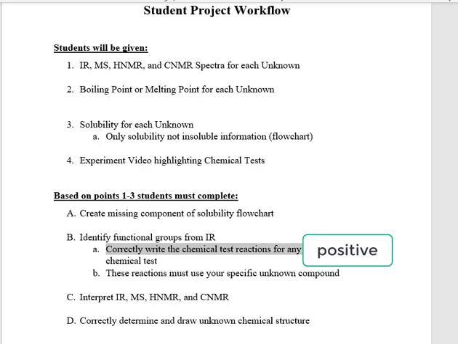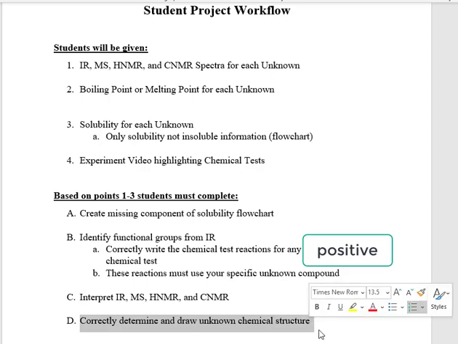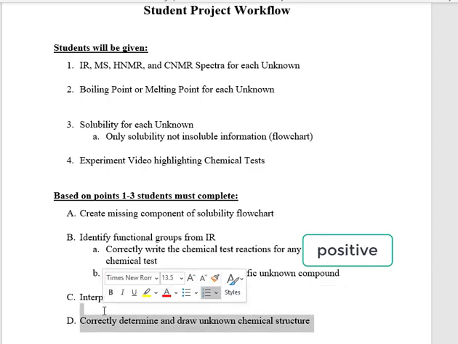With that, you do need to be able to correctly write the chemical test reactions that would have been positive chemical tests, and you have to be specific. You need to know specifically what your unknown compound is, and in that reaction, you have to use that specific compound. Then, as you saw in the forms, you do have to interpret the IR, the mass spec, the proton, and the carbon-13 NMR. I also want to see a correct determination for your unknown, as well as you drawing the chemical structure correctly.